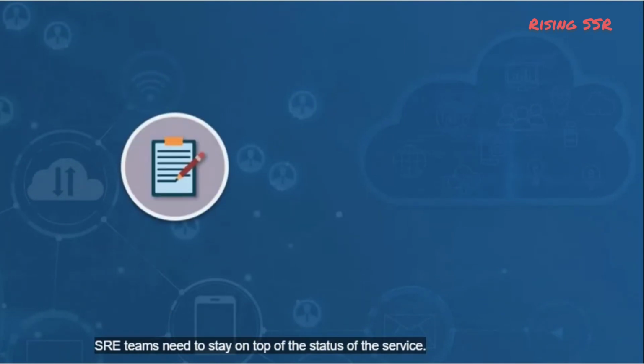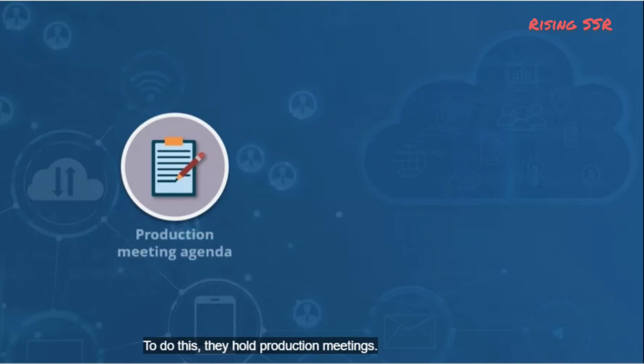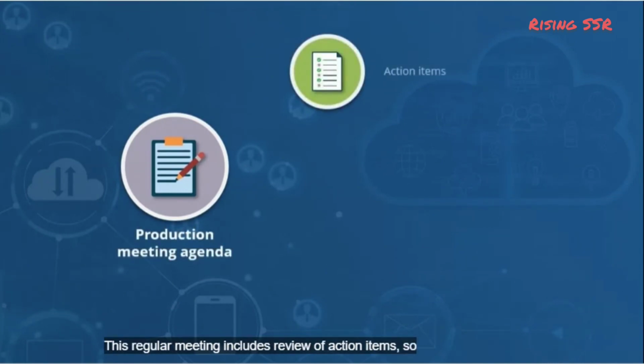SRE teams need to stay on top of the status of the service. To do this, they hold production meetings. This regular meeting includes review of action items, so the team knows what was completed since the last meeting, and new action items to be completed and reviewed next time. Reviewing these action items essentially tells the team what the current state of the service is.